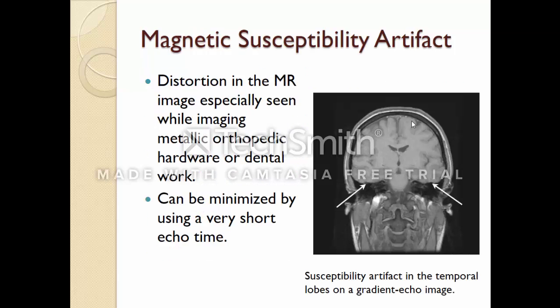Along with the benefits, there are also some artifacts of susceptibility imaging, such as the multi-susceptibility artifact. This artifact is caused by distortion in the MR image, especially seen while imaging metallic orthopedic hardware or dental work. As you can see in the picture, it is the backbone of the skull. Here is the dental work, which distorts the image. It gives a wrong presentation of the surrounding anatomy. This artifact can be minimized by using a very short echo time, T1 method or proton density weighted contrast, but this artifact cannot be completely avoided.